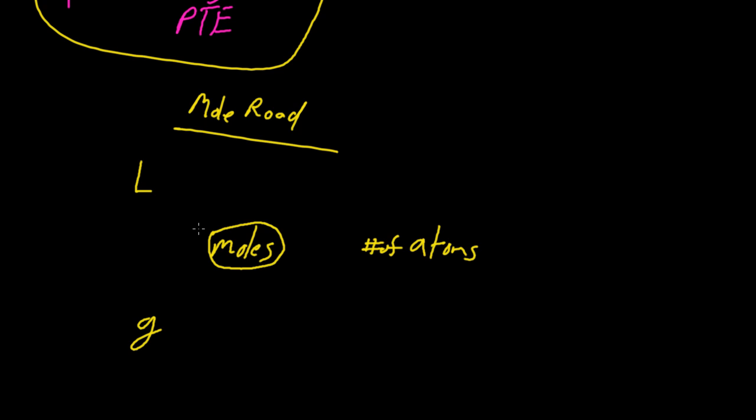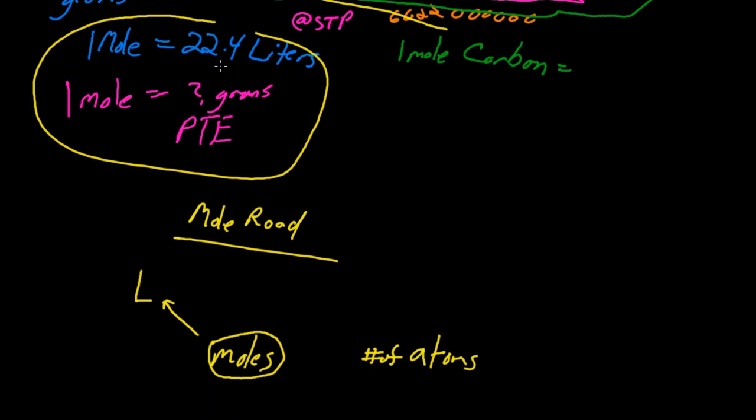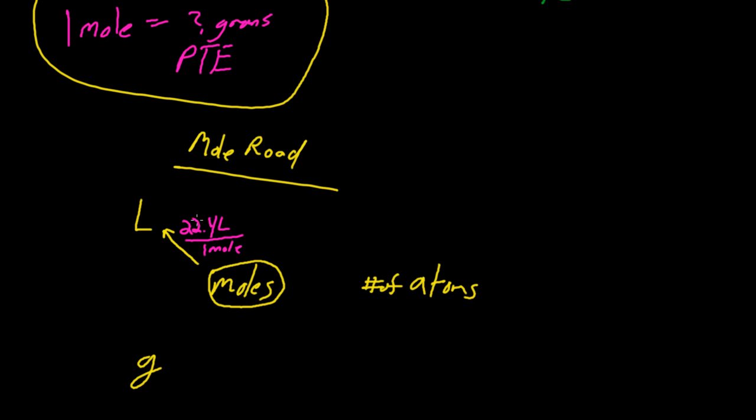If we're given moles and we want to find the number of liters, we want to go from moles to liters. Like we said up here, there's just 22.4 liters per 1 mole. So when we have 1 mole of a substance, that will occupy a space of 22.4 liters.